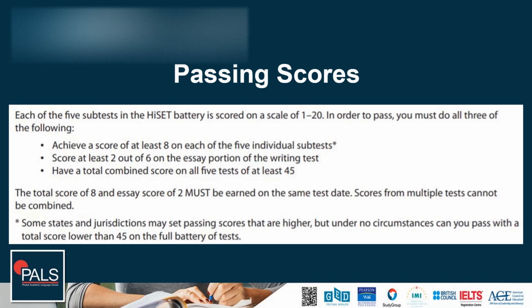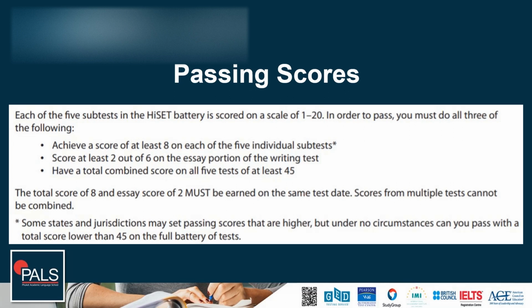The scoring is a bit different. So the scoring is flexible, as you can see with the asterisks at the bottom. I got this information from the HiSET official website. And so we have a scoring range of 1 to 20. In order to pass, you have some criteria. So you must achieve an average of 8 on the 5 individual subtests, and you have to get a 2 out of 6 on the essay portion. So that one is scored differently. And then when you combine all those scores, it must equal 45 in total.